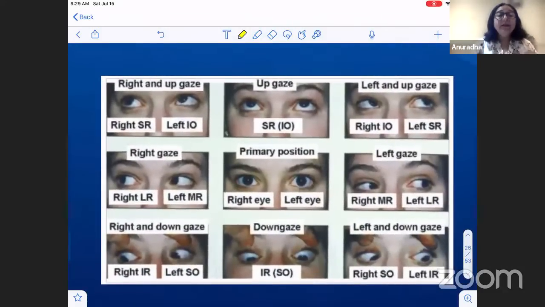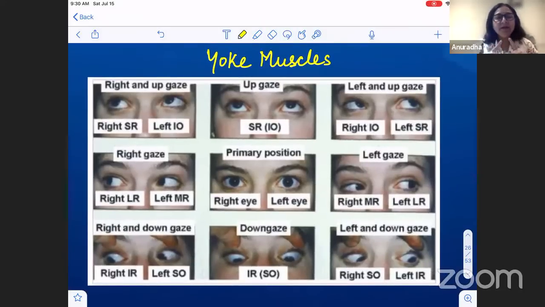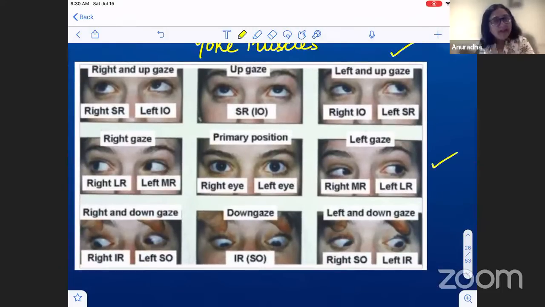So let's have a look at the yoke muscles also. In contrast to the synergist muscles, the yoke muscles are the muscles in the two eyes, one muscle in one eye, one muscle in the other eye, which are moving the eyes in the same direction. Yoke muscles are when we are talking about both eyes. So for example, in left and up gaze, the right inferior oblique and left superior rectus will be your yoke muscles. Similarly, for left gaze, left lateral rectus and right medial rectus will be your yoke muscles.